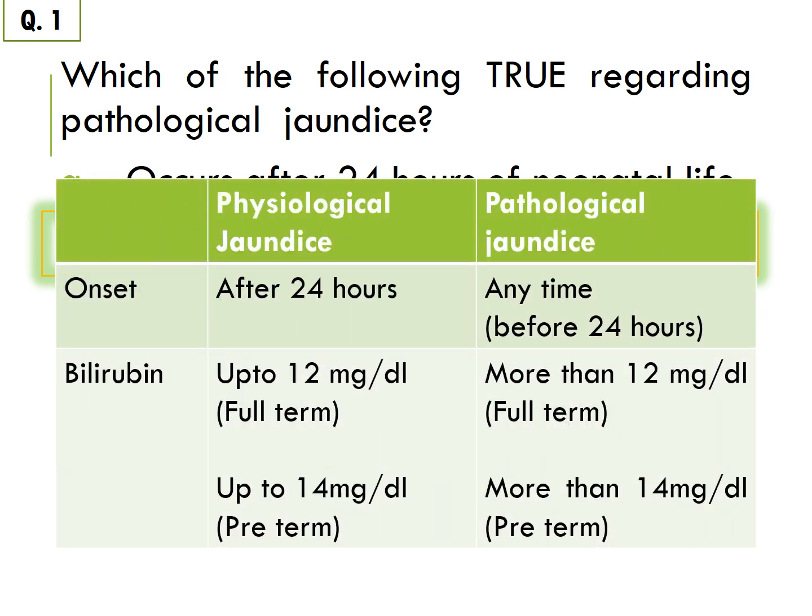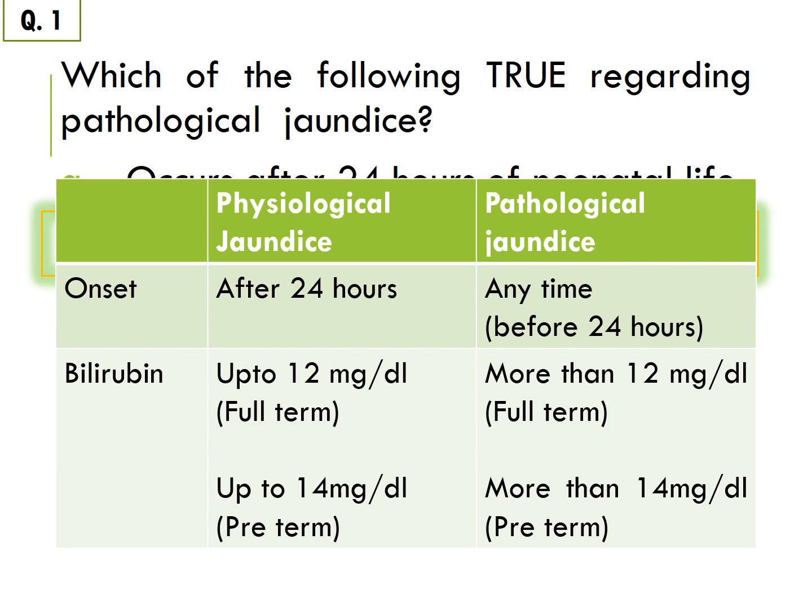Let's have a quick review of the difference between physiological and pathological jaundice. As we all know, physiological jaundice always occurs after 24 hours. Simply we can say on the second or the third day of life. However, in case of pathological jaundice, it may occur at any time, even in the first hour, most commonly before the 24 hours of birth.